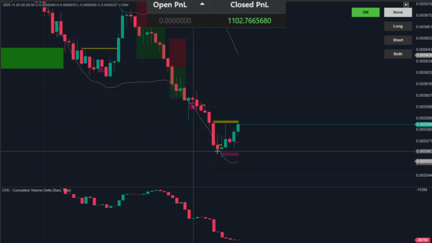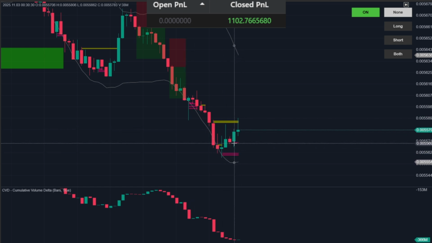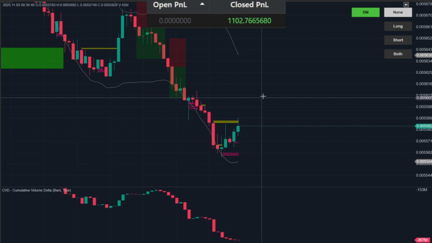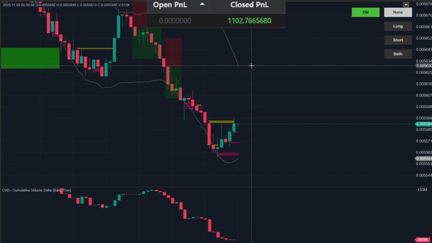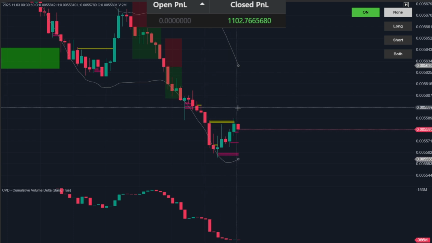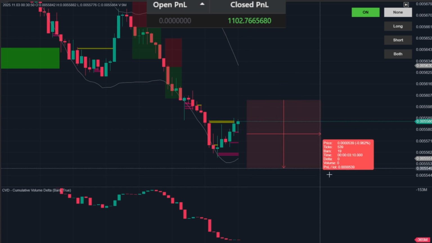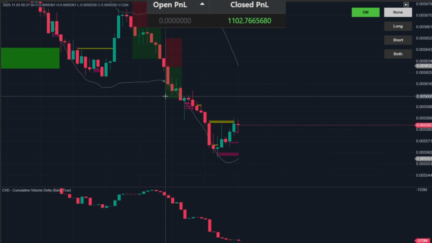So we are pulling back right now. This looks quite good. Good for us. Another bullish signal, the trap trader signal. As you can see, the trap trader signals are quite good. They're pretty accurate in my opinion.